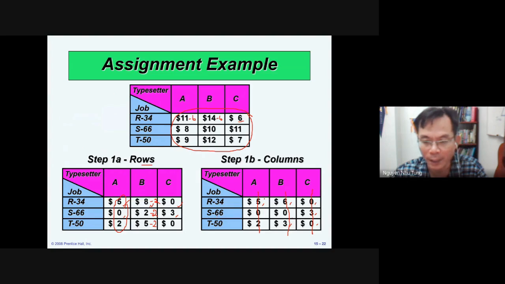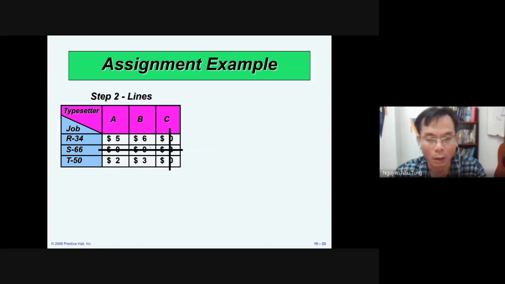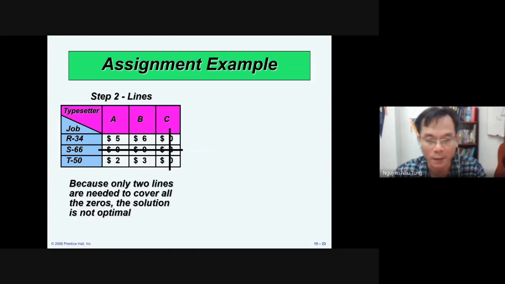So we select the row with 2 zeros, which is S66. We cross 1 line to cover the 2 zeros in row S66, and another line to cross all the 2 zeros in column C. Next, we check if this solution is optimal yet.